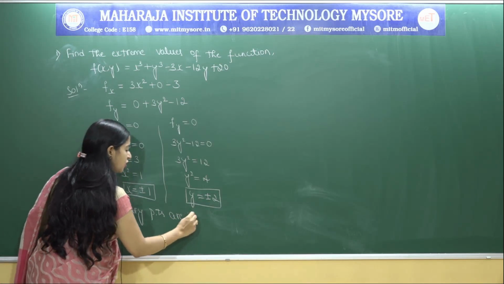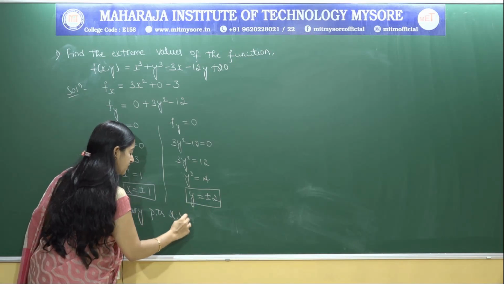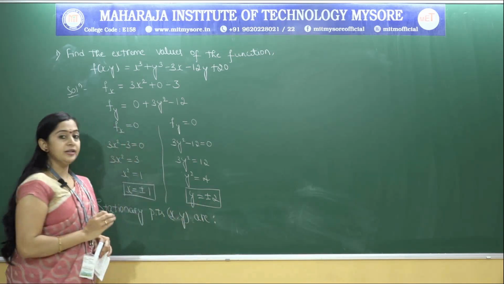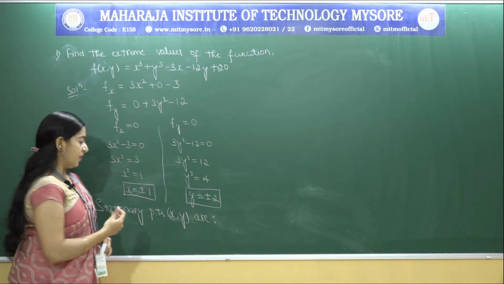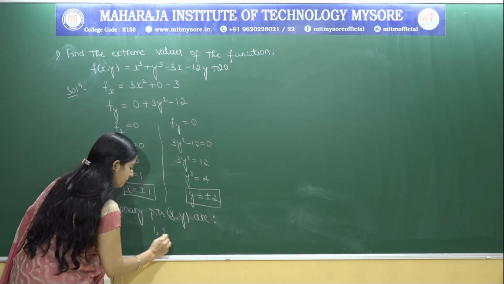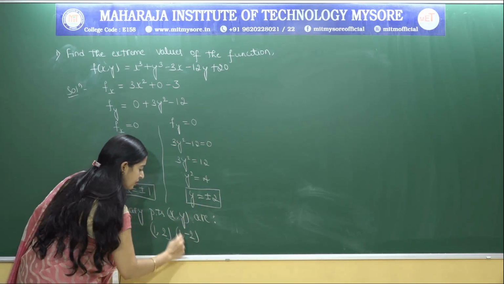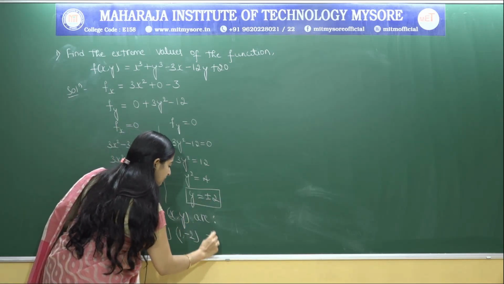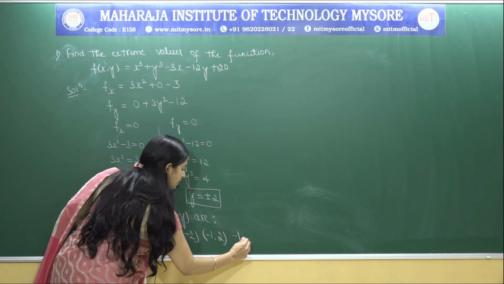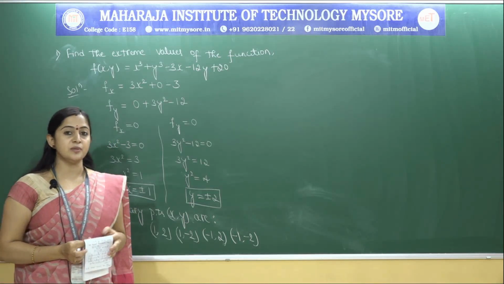You have to write the stationary points in order. So the stationary points are, write the ordered pair x comma y. So the first possibility here, you have plus 1, plus 2. Next 1 and minus 2. Next minus 1 and plus 2. Last one minus 1 and minus 2. These are the 4 possibilities of the stationary points.